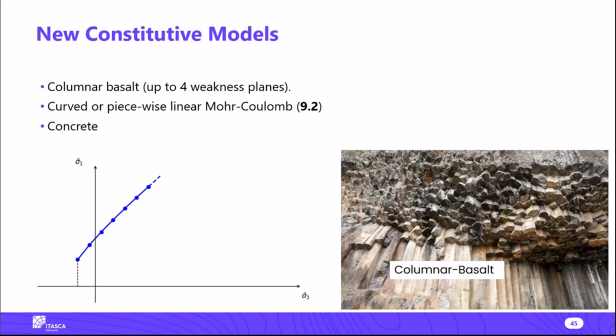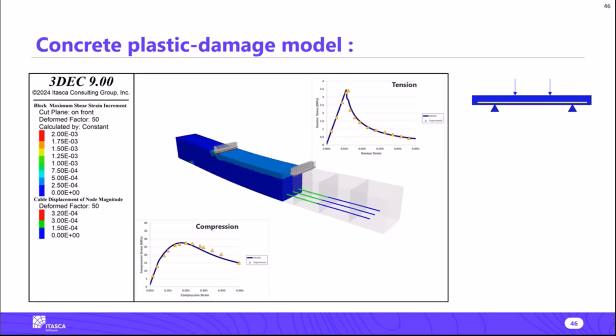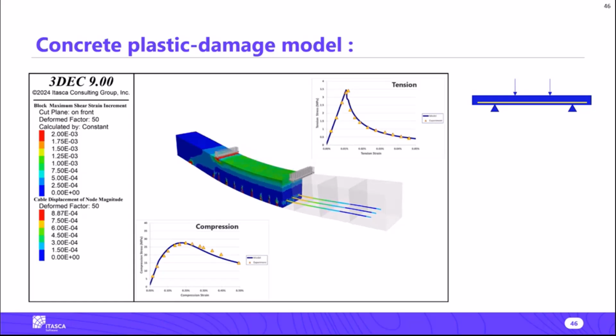There's also a concrete model. I think I've got this on the slide. This is an example. You've got a concrete beam with some steel reinforcements in it, and you're doing a point loading type of thing on it. You can see how it bends. You can see that the behavior is sort of nonlinear. What's interesting about the concrete model is it's got this damage parameter, so you can actually look at the damage in this model.